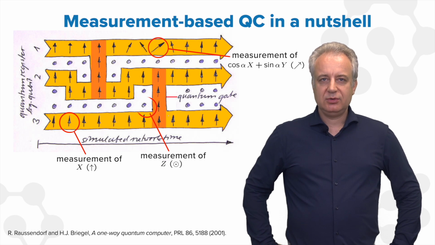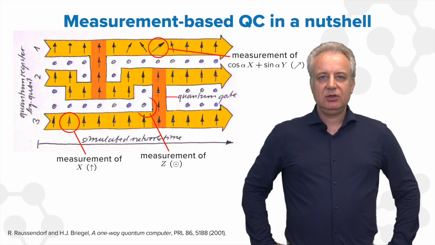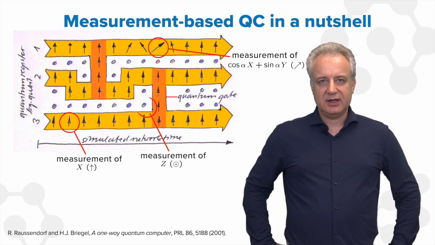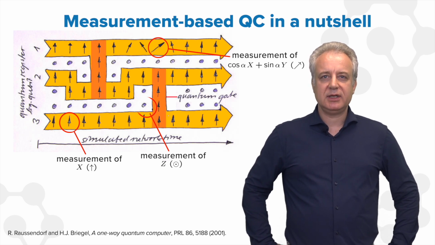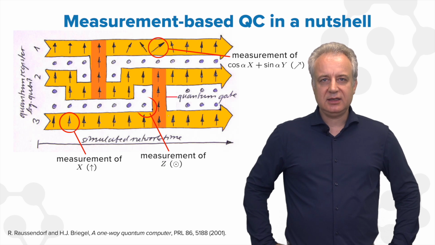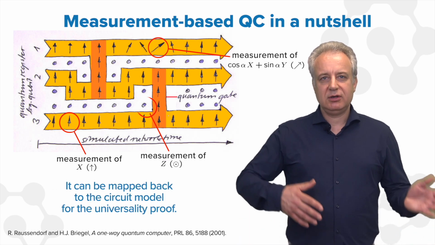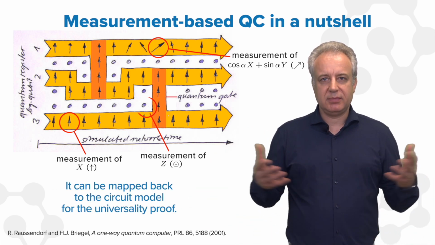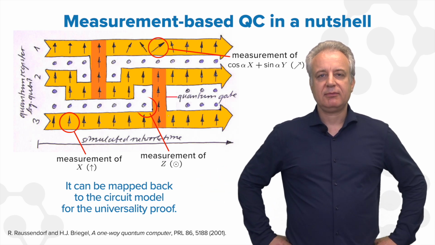So when you remove the qubits that have been measured in sigma z, you find a network arising that already looks quite a bit like a quantum circuit. And indeed, this is how the universality proof is done. You map it back to the circuit model.